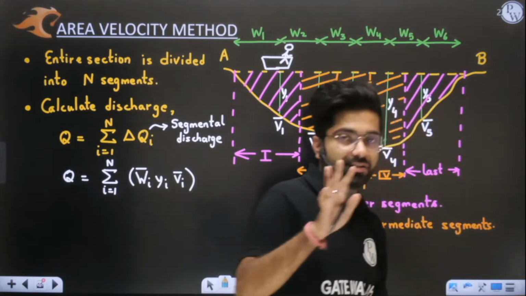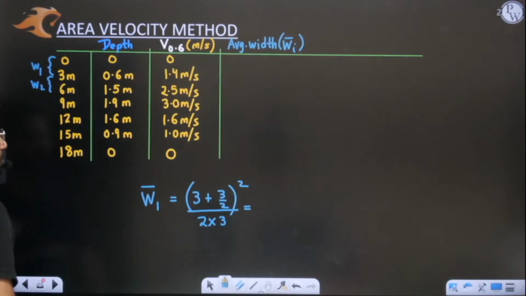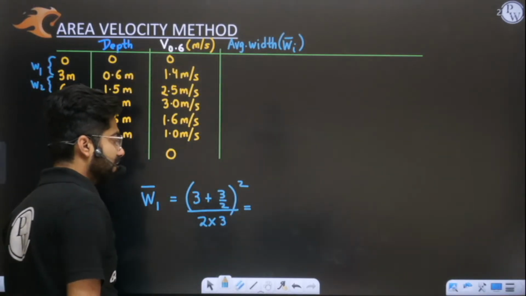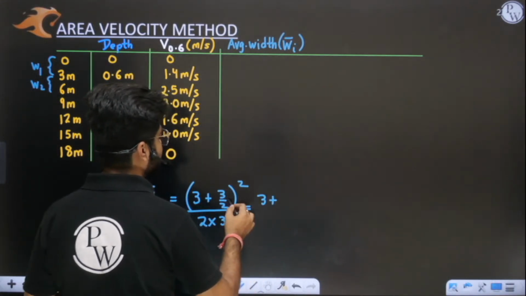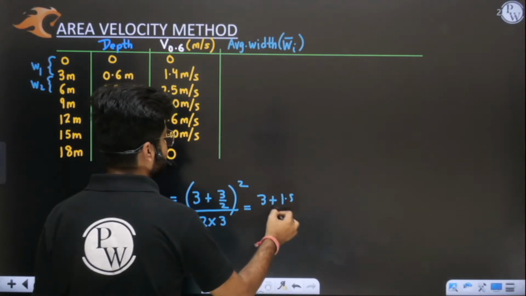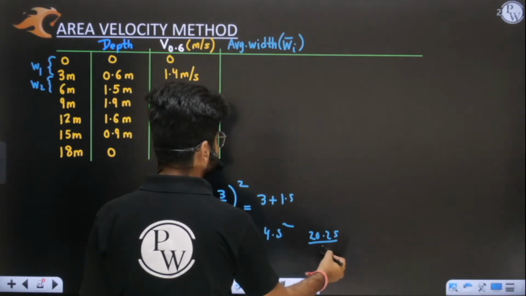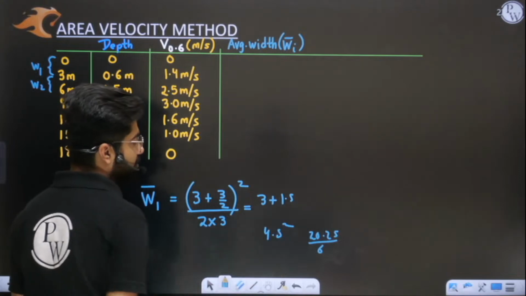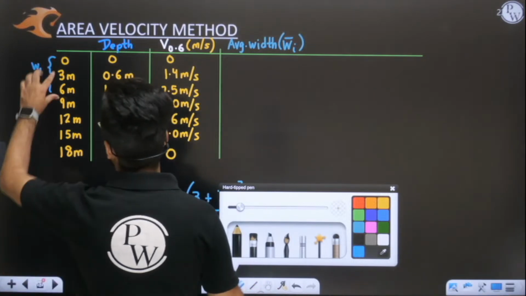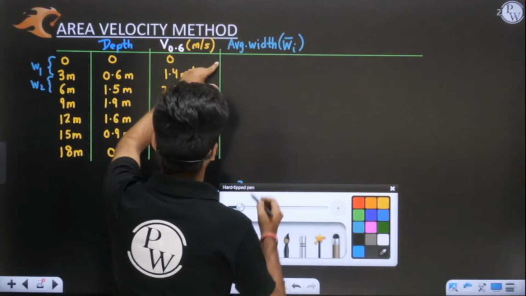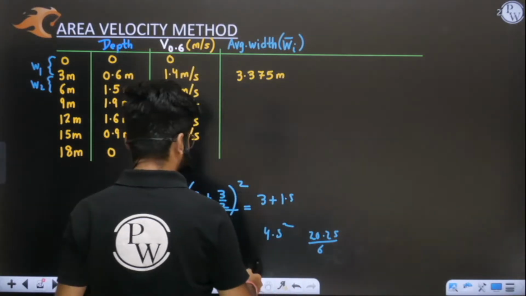See, don't worry, Sushil, I will give you the answer why we are using this here. Listen very carefully first. Tell me what average width we are getting here. Sir, if we solve this, it will be 3 plus 1.5, which is 4.5 whole square. This will be 20.25 divided by 6. If divided by calculator, you will get around 3.375. So you will write 3.375 in the middle of this, 3.375 meter.